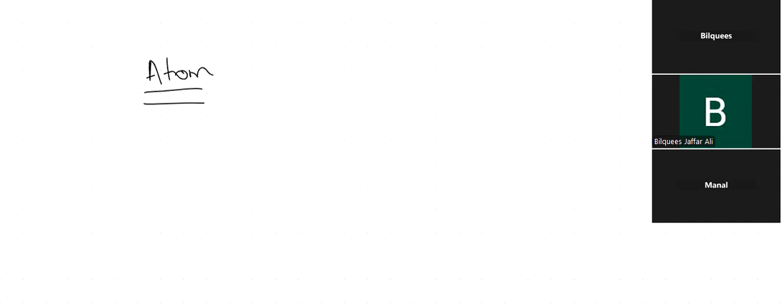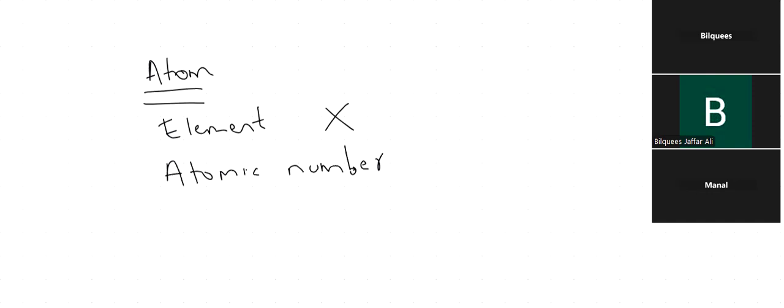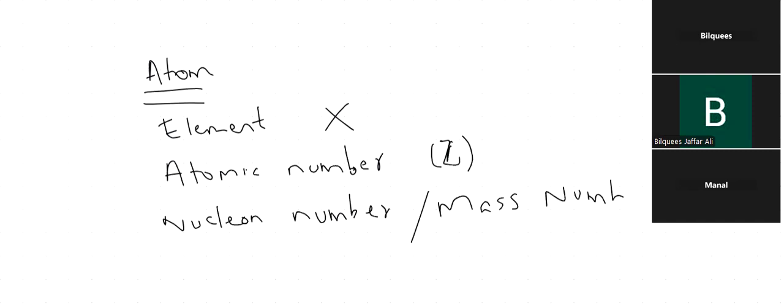Yes. Okay, let's say I have an element represented by X. I know that this element is associated with its atomic number, denoted by Z, and nucleon number or mass number, denoted by A. That means an element is represented with A and Z. A shows the mass number and Z shows the atomic number.